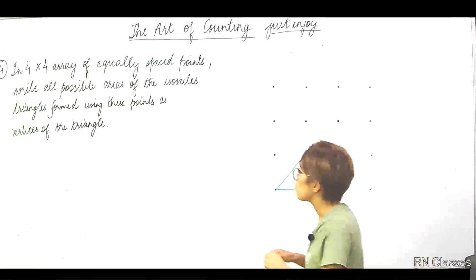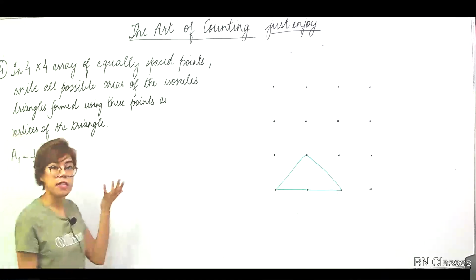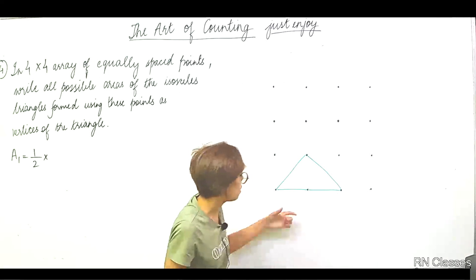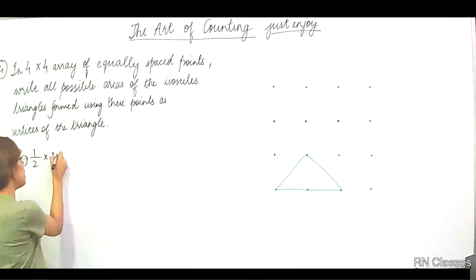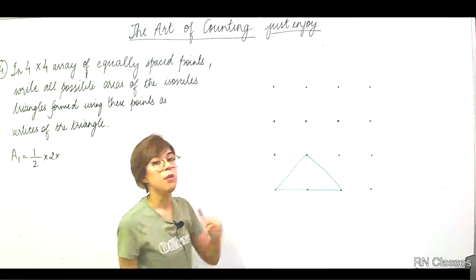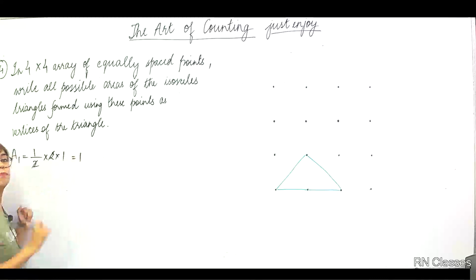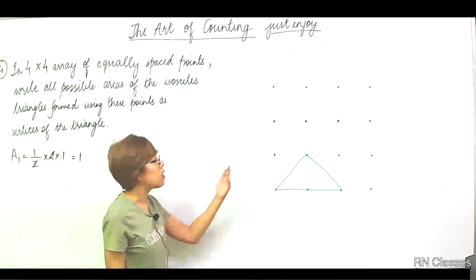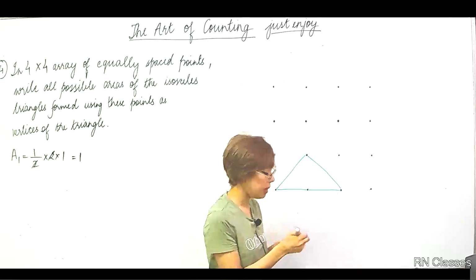So let's write the area. The first area that I got, A1, is equal to half into base into height. Now base, that is 1, 2. Base is 2 units into height. So height is definitely 1. 2 into 1. So this is 1. So I have found an isosceles triangle whose area is 1. Right. So one is found.